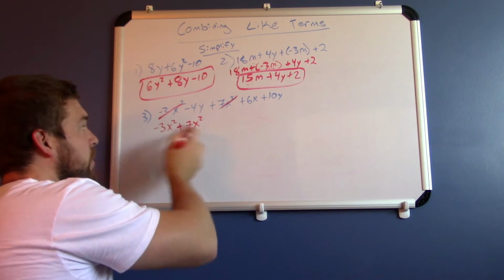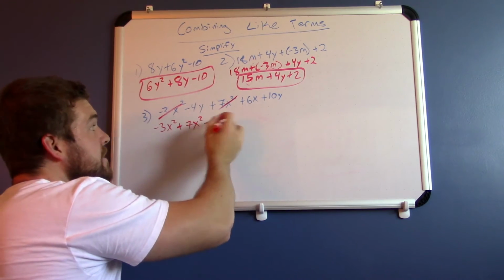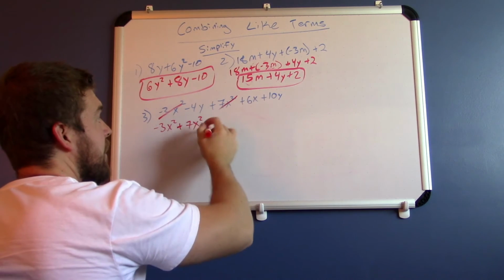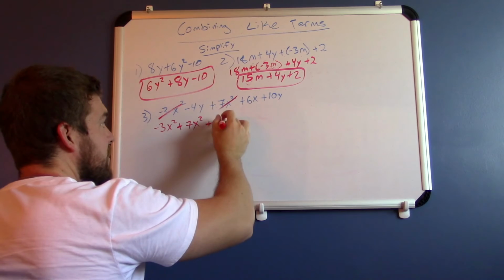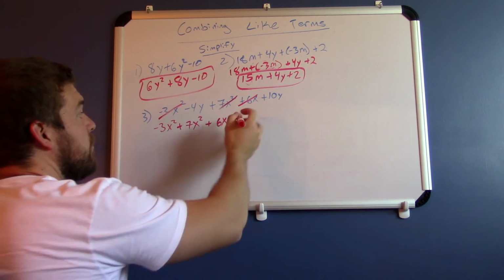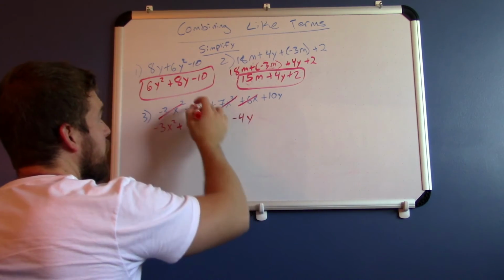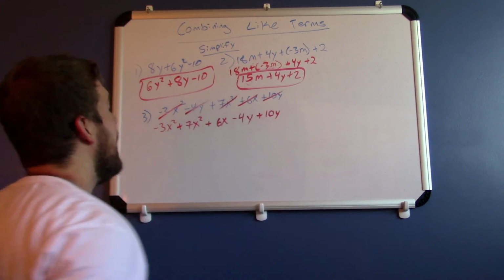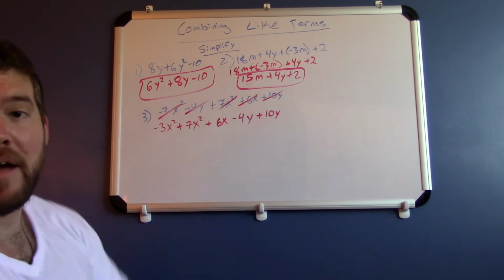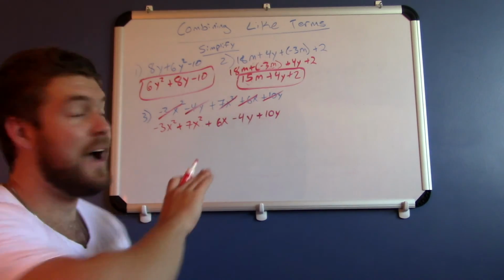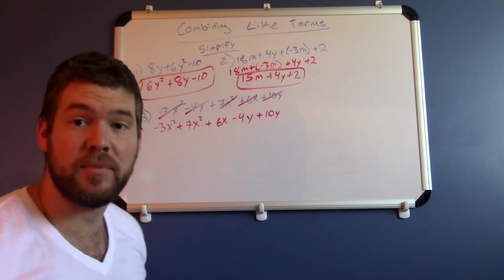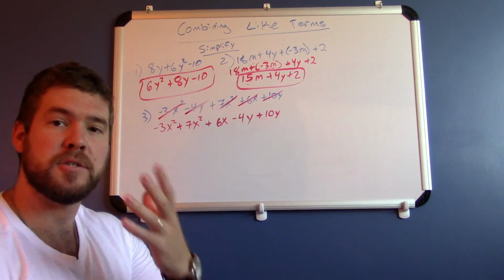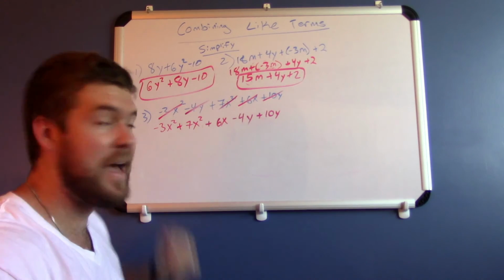So I have negative 3x squared plus 7x squared. I'm going to bring this one down next because I want my x's together, 6x. Now I'm going to subtract a 4y. I'm going to bring that down here, minus that 4y, plus 10y. And note, I have crossed off every single part of that expression, so I know I haven't forgotten anything. It's a good little tip, especially on a test, quiz or homework assignment. You would hate to get the question wrong for just forgetting something like that.